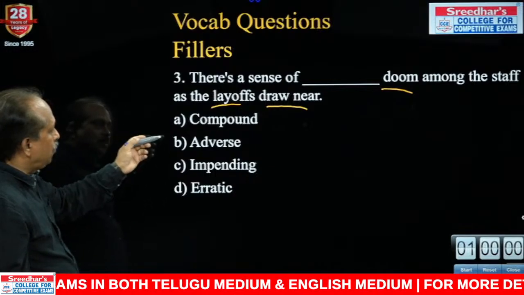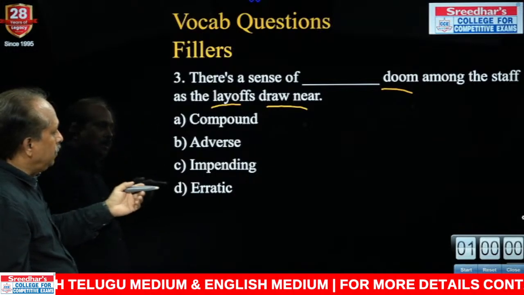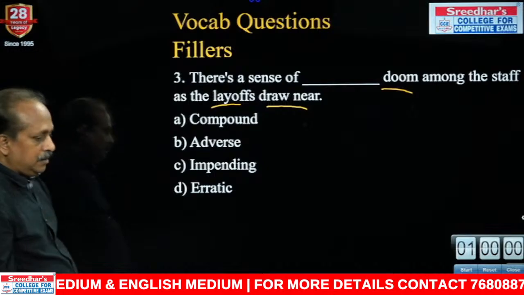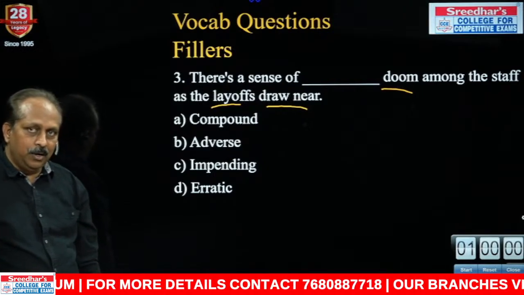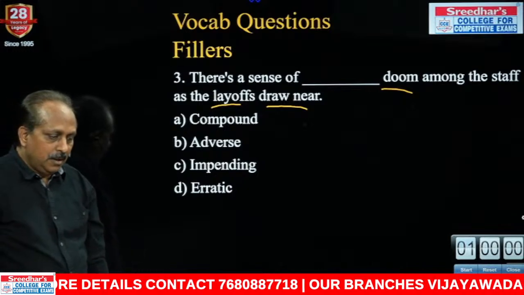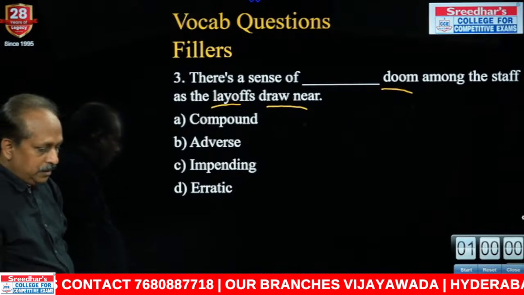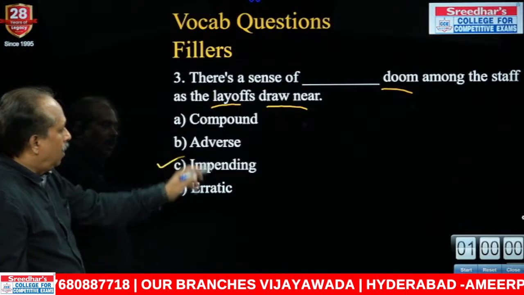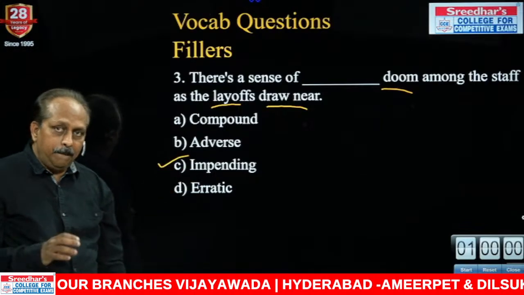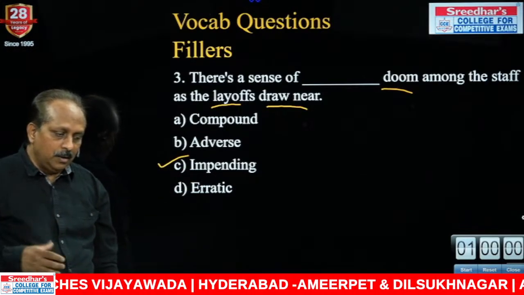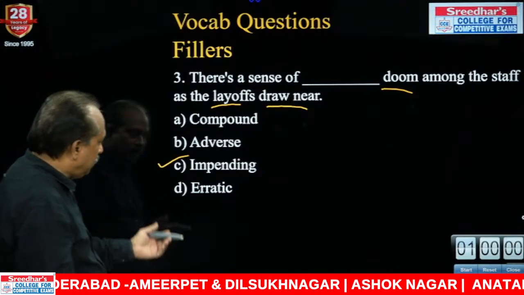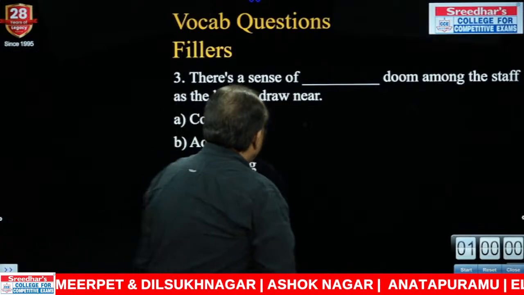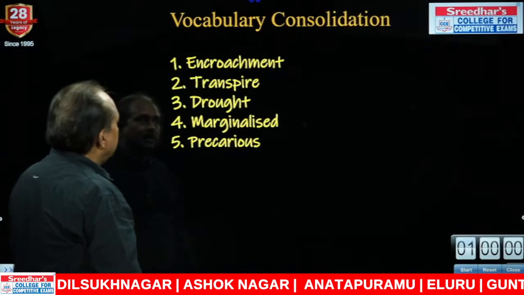There is a sense of compound, adverse, impending, erratic. This is also a bit challenging, though a familiar word you got yesterday. Answer, very good. Who is this? Vijaya Sagar. Answer is C. Impending doom means what? Likely to happen. Exactly. Very good. Many students have got it right. I appreciate. These are the words we got yesterday.